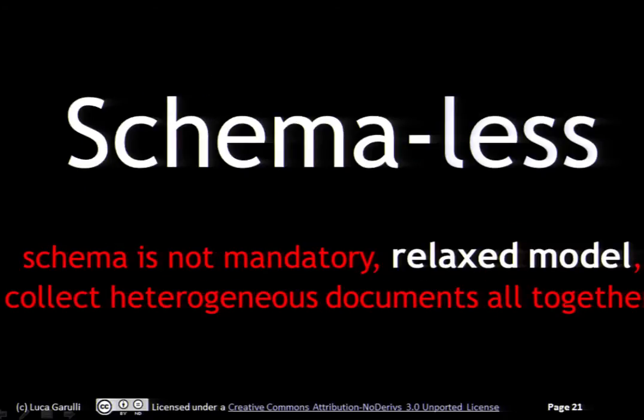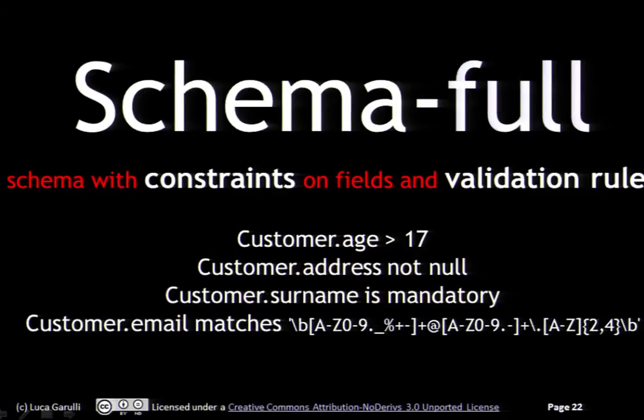You can use it in schemaless mode. So like MongoDB, just get a JSON, put it into the database, and it's done. No schema. It's very, very relaxed. You can have different documents with different fields in the same cluster. Schemaful, the opposite. You can create a schema. So with constraints, like in the relational database, for example, you can create constraints for the fields, for null, or regular expression as well.